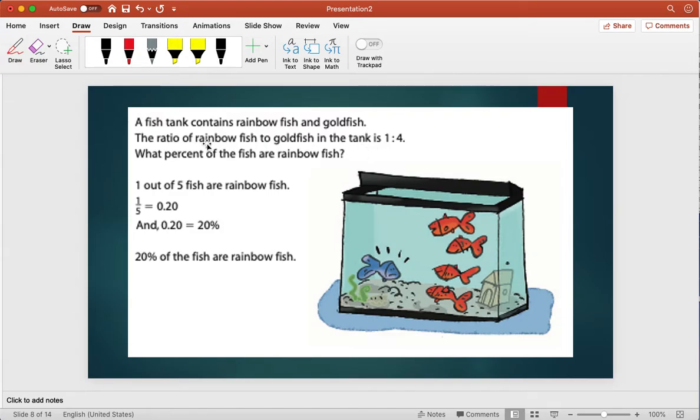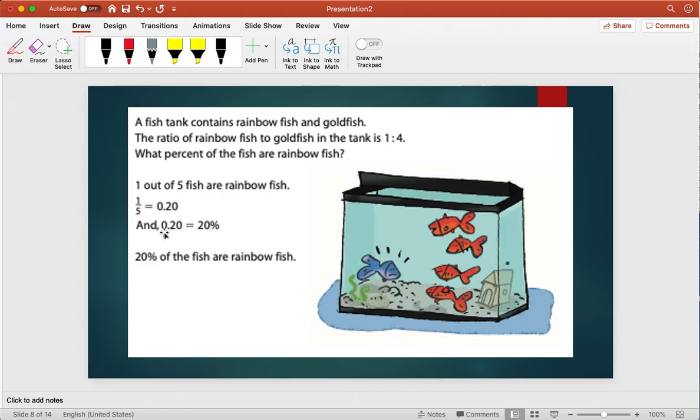So if the ratio of rainbow fish to goldfish is 1 to 4, that means there's a total of 5 fish, and only one of them is a rainbow fish. So 1 out of 5. So we know how to write it down as a fraction. We divide the top number by the bottom number. That's going to give us 0.20.